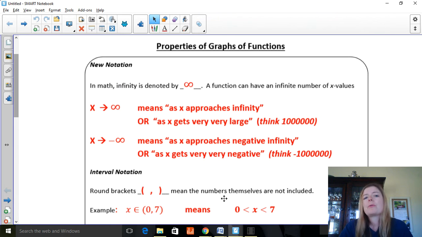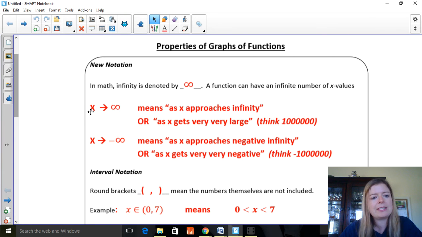We start with the concept of infinity. Numbers go on forever and ever. The concept of infinity is that when we try to find a higher and higher number, we can be doing that forever. That is denoted by this sideways 8. A function can have an infinite number of x values if its domain is restricted, and even if it's not.